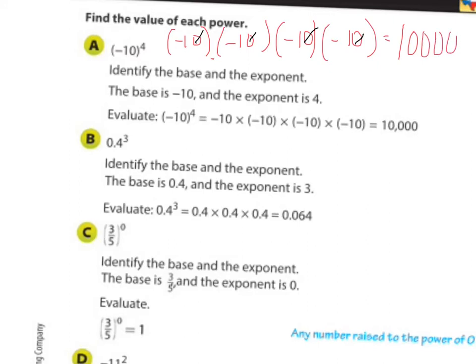And then we need to figure out if it's positive or negative. So negative times a negative is positive. A positive times a negative is negative, and negative times a negative is positive. Another way you can tell is that there's 4 of them. 4 is an even number. Anytime you have an even number of negatives, your answer is positive.